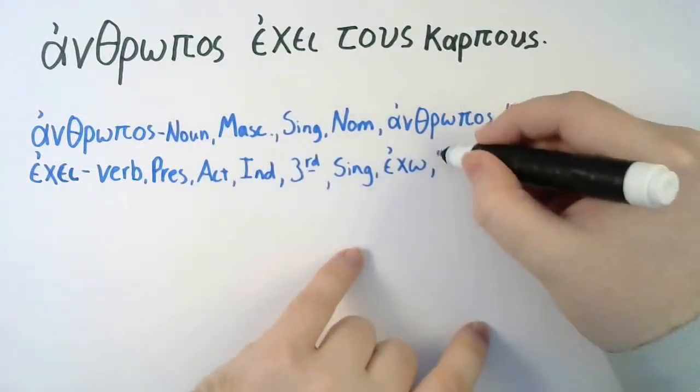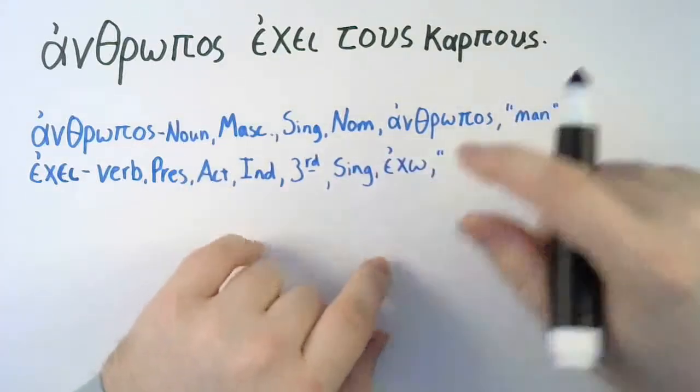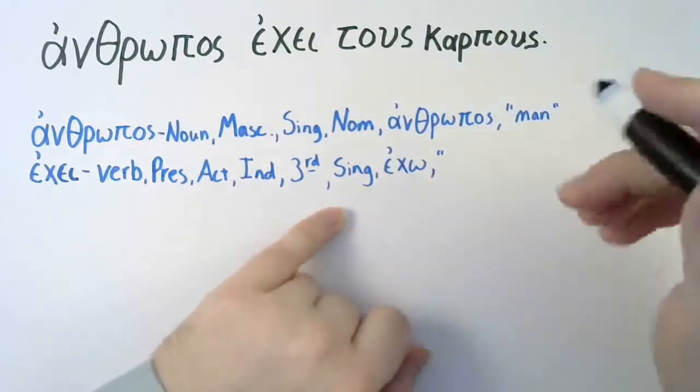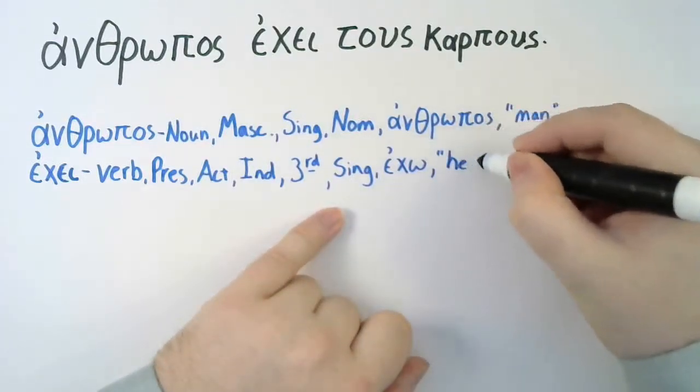Now a translation. Recall, what does echo mean? Echo means I have, except in the third person singular it is he has.